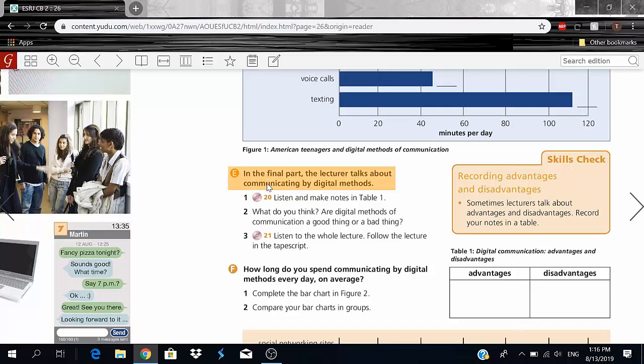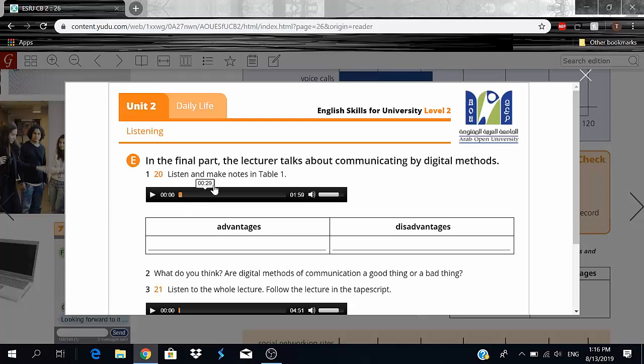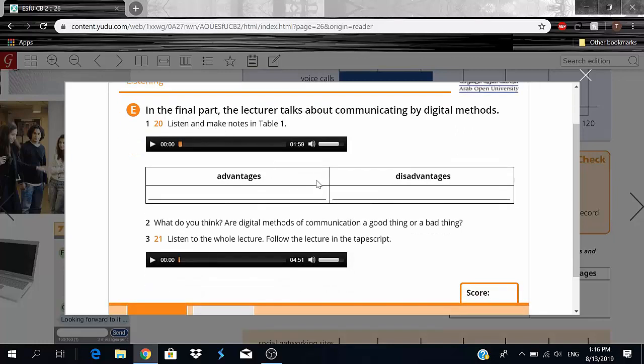Okay, so here we have exercise E. In the final part, the lecturer talks about communicating by digital methods. Now we're gonna listen and make notes of what we just said.